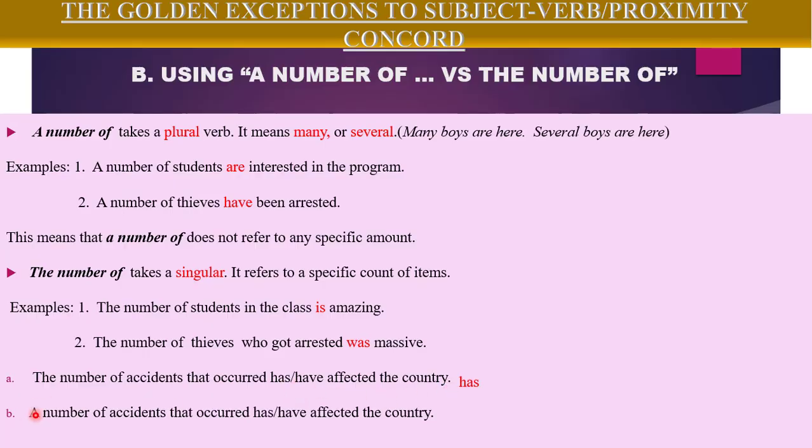The second one, a number of. What verb did you choose? It should be a plural verb because it is unspecific. So we will say a number of accidents that occurred have affected the country.